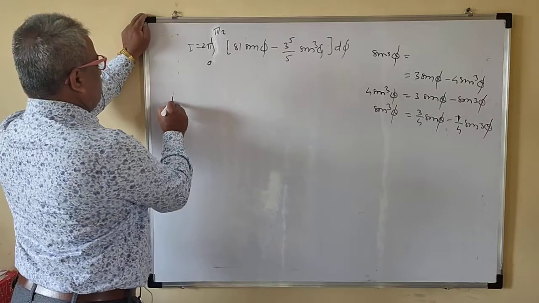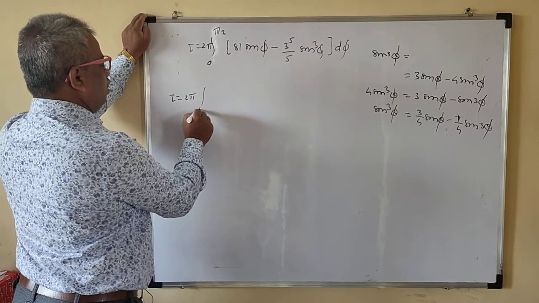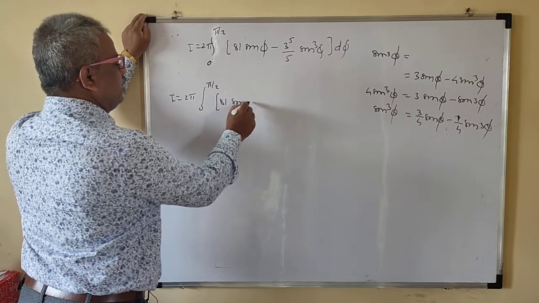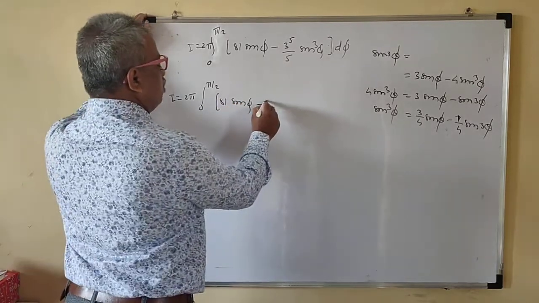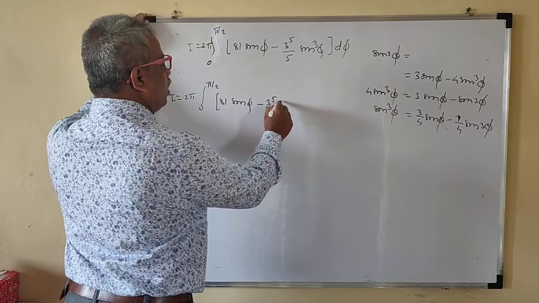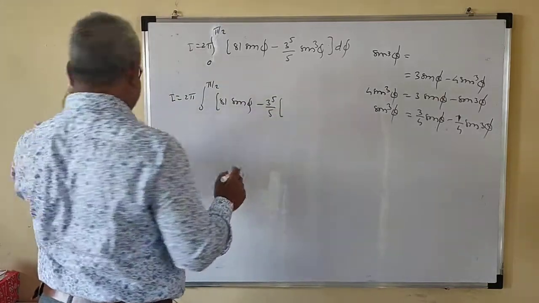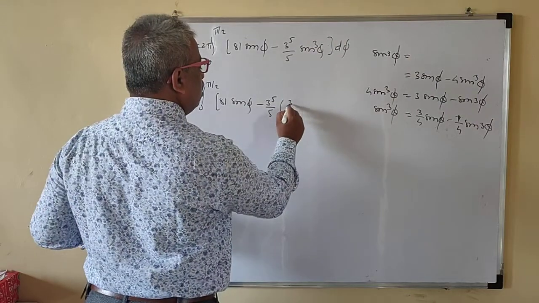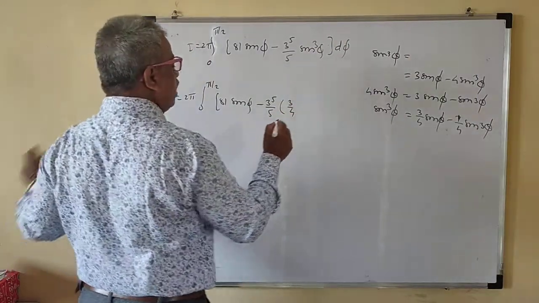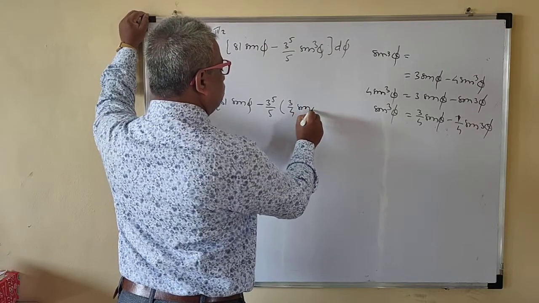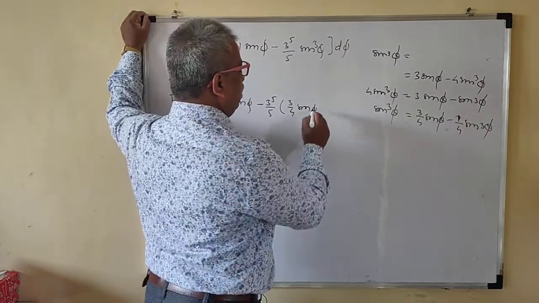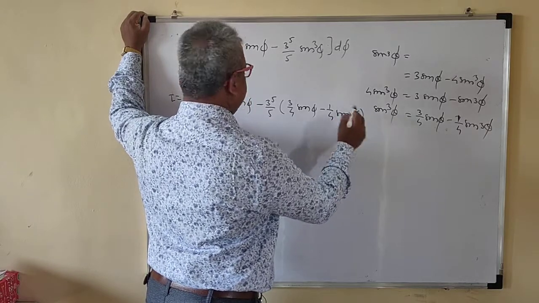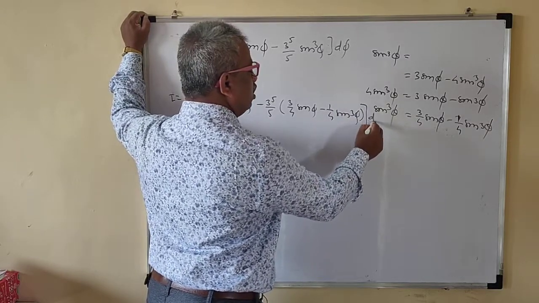So we will put it here now. This is 2 pi, 0 to pi by 2. 81 sin phi is integrable, no problem for this, then 3 to the power 5 upon 5. Now we write the value of sin cube phi: 3 by 4 sin phi minus 1 by 4 sin 3 phi, d phi.